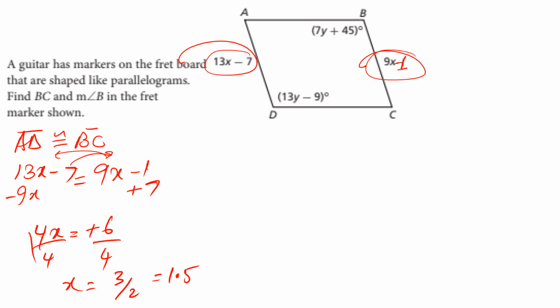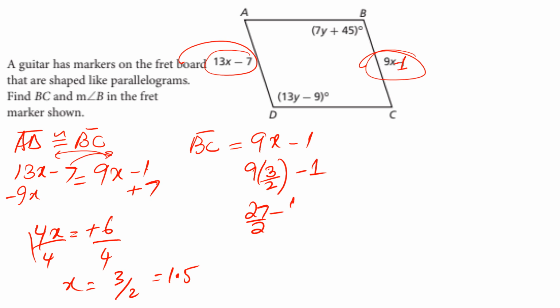Now we have to find BC, and BC is 9x minus 1. Replace x by 3 by 2, so 9 times 3 over 2 minus 1. Write it in the calculator: 3 9s are 27, 27 divided by 2 minus 1. You can write it directly in the calculator also. It is 25 by 2. That means it is actually 12.5.